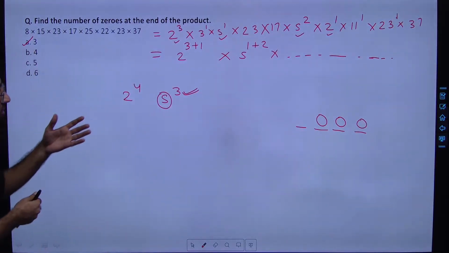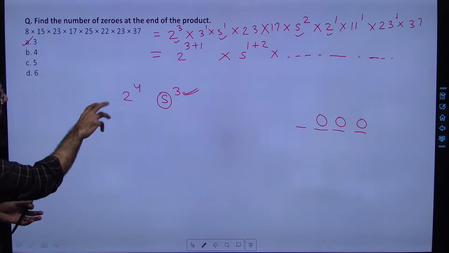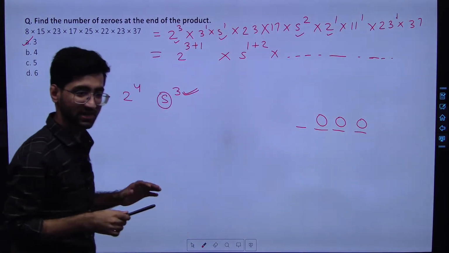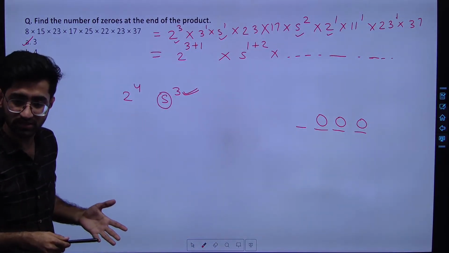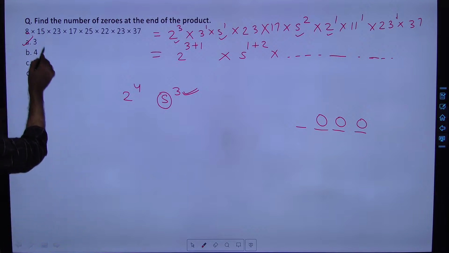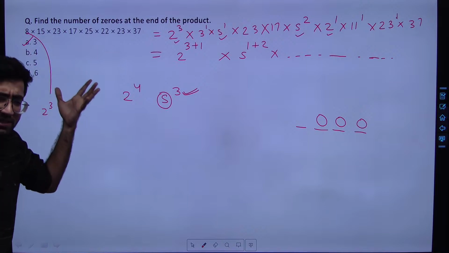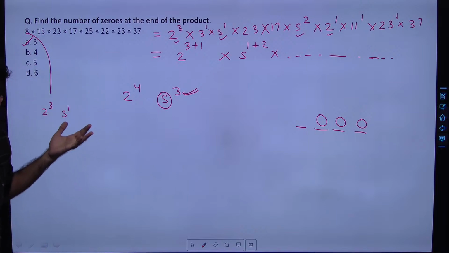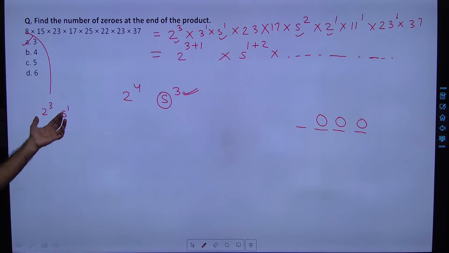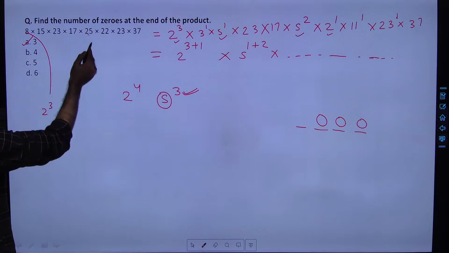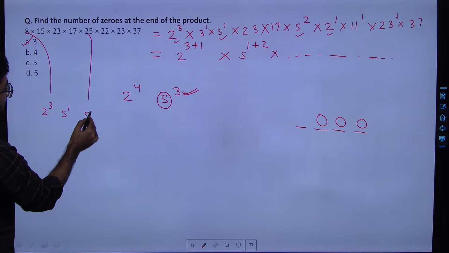If you practice a number of questions related to this concept, obviously you will not write so much. After some practice, why will you write so much? You will only look at 8 and think, okay, this is 2 to the power 3. Then, okay, 15, yeah, there is 3 into 5. But why will we write about 3? That is wastage of time, right? In 15, there is one 5. Then there is no 2 or 5, but in 25, there is 2 fives.